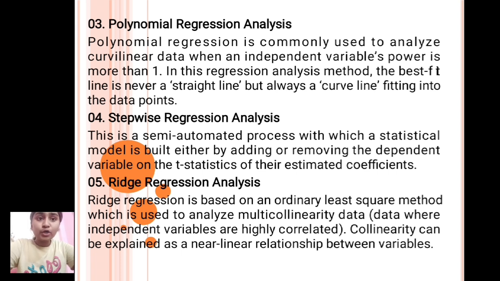Next, stepwise regression analysis. This is a semi-automated process with which a statistical model is built either by adding or removing independent variables based on the statistics of their estimated coefficients. And ridge regression analysis is based on the ordinary least squares method, which is used to analyze multicollinearity data where independent variables are highly correlated. Collinearity can be explained as a near linear relationship between variables.